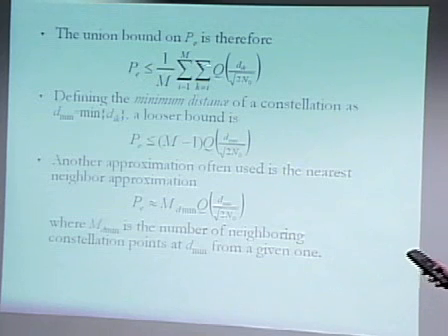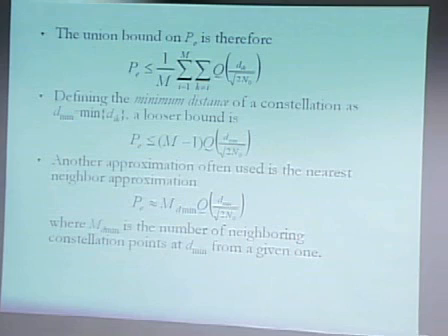Remember, this is a bound, right? This is an inequality. Usually, it's not going to be an equality, but it's a useful bound. Now we can obtain a simpler, although looser bound, by using the concept of minimum distance.